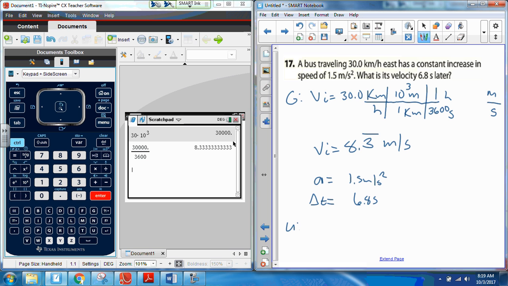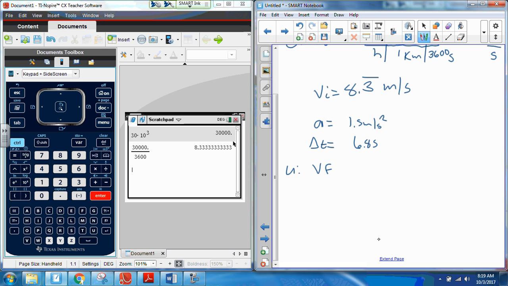All right, our unknown, they want to know what the V final is. They asked what is the velocity, right? Okay, so I have V initial, I have A, and I have delta t. I'm looking for V final. Which equation fits for that? Equation 1. So equation 1 is V final equals V initial plus A delta t.